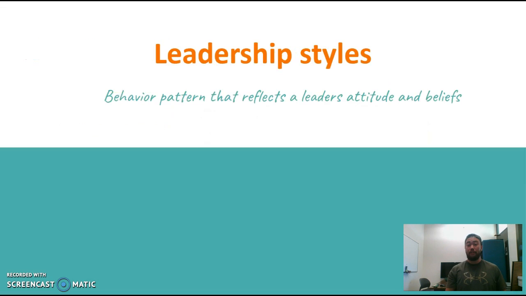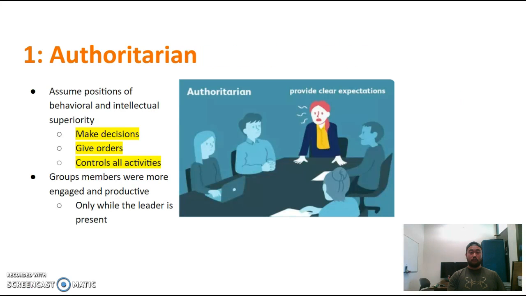Alright, next up are 3 basic leadership styles, which are the behavior patterns that will reflect the leader's attitudes and or beliefs. Authoritarian. So authoritarian leaders will assume positions of behavioral and intellectual superiority. They will often provide clear expectations, make the group decisions, give orders, and virtually control all the group activities. And research has found that group members who have authoritarian leaders were actually more productive and more engaged, although they found that this was only occurring while the leader was present.